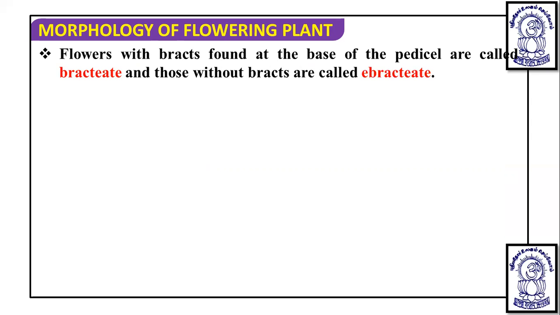Now, after merosity, in a flower, if you see, then they have a bract, and it is not such that all flowers will have a bract. Some will have this bract, and some will not. So a flower with a bract found at the base of the pedicel, means at the base of the pedicel you will see the presence of this bract, then it is a bracteate flower. If the bract is absent, then it is an ebracteate flower.